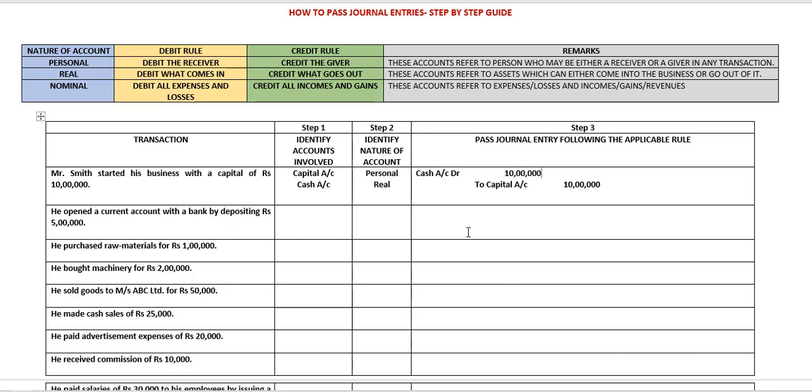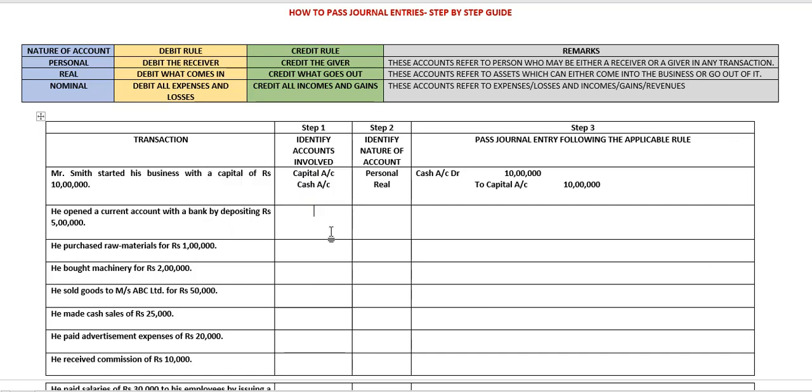So actually we have already seen this transaction in our earlier video. Now we will go on to more transactions. We have to follow the same steps here. So he opened a current account with the bank by depositing rupees 5 lakh. Again you can see the two accounts involved here, the first account being a bank account.